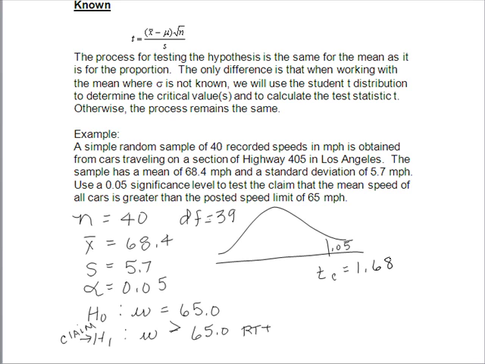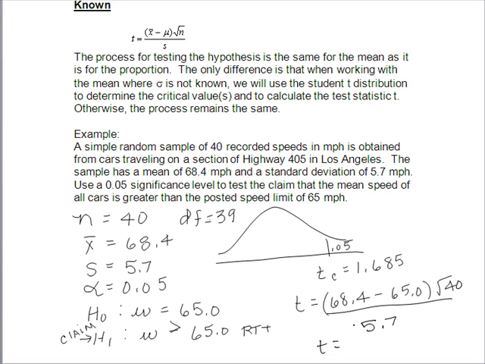Okay, so our test statistic gives us x bar minus the mean from the null hypothesis, 68.4 minus 65, times the square root of 40, that's our n, divided by the standard deviation, 5.7. 68.4 minus 65 equals 3.4, and we want to multiply that by the square root of 40, and that equals 21.5, etc. And I'm going to divide that by 5.7, and I'm getting 3.77.